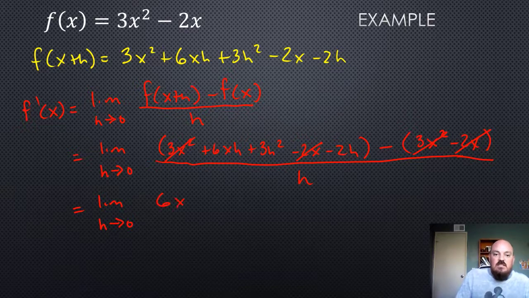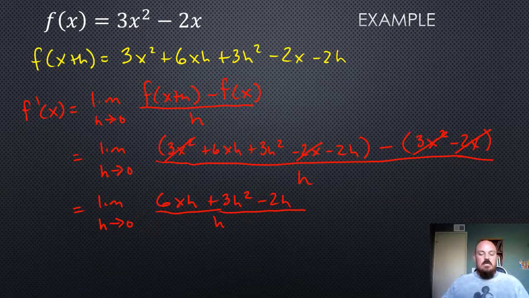We end up with 6xh plus 3h squared minus 2h, and it's all over h. Now remember, I told you guys, if you try direct substitution, you're going to get 0 over 0 here, because that's how the definition of the derivative works. Your goal is always the same thing. I've got to find a way to cancel out that h in the denominator, because that's causing the 0 over 0. Now what you notice, if you look on top, now that we canceled out the f of x terms, there's an h in every term. You can factor that out.